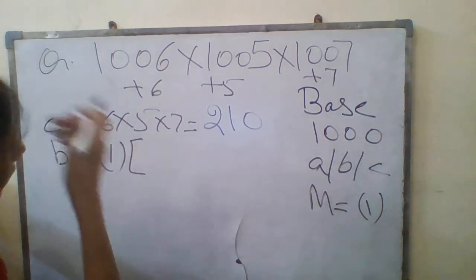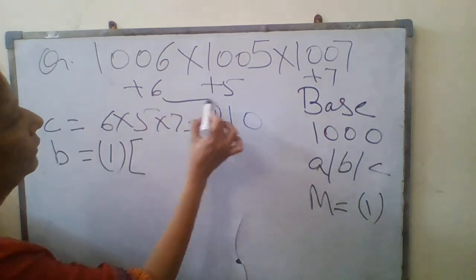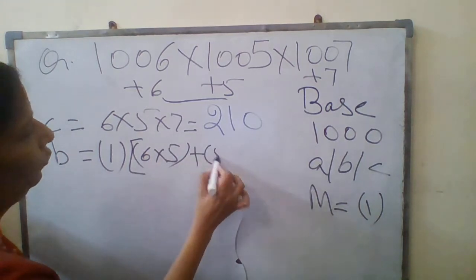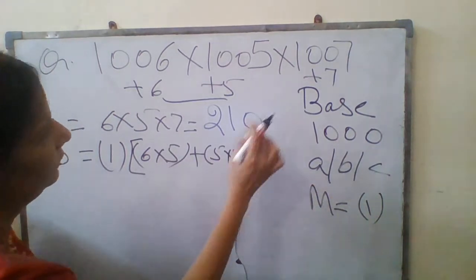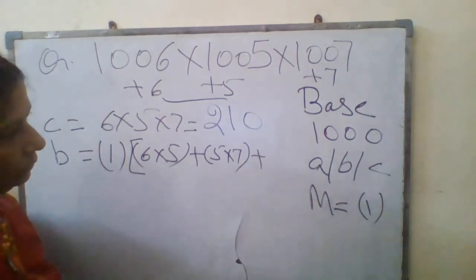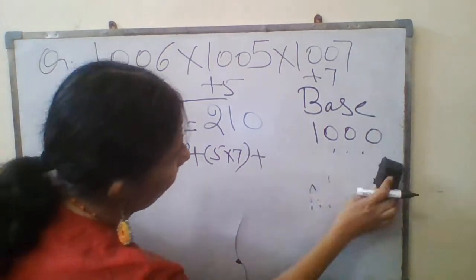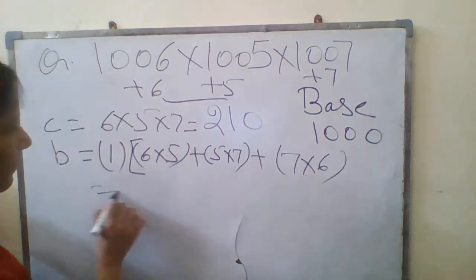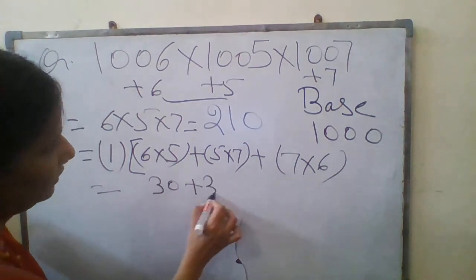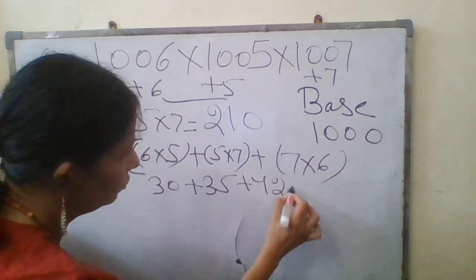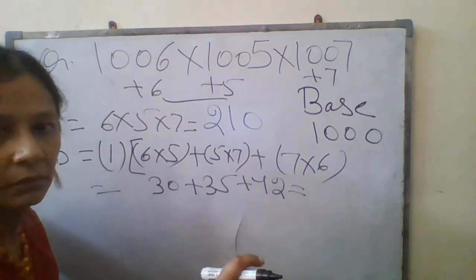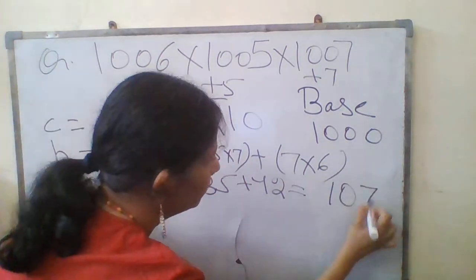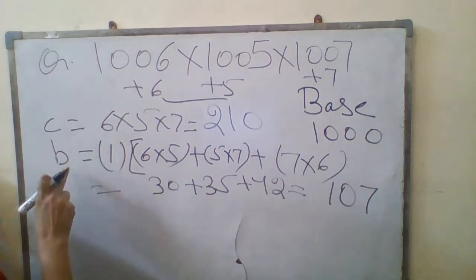So in the bracket now, what you have to do, multiply two numbers. 6 into 5, then plus 5 into 7, plus then 7 into 6. Now 7 into 6. So you solve it out. 6 5s are 30, 5 7s are 35, plus 7 6s are 42. So 30 plus 35 plus 42 is 107. Now you got the value of C, you got the value of B.